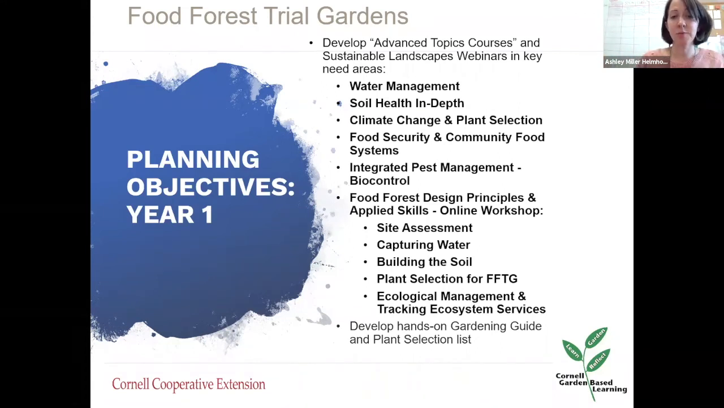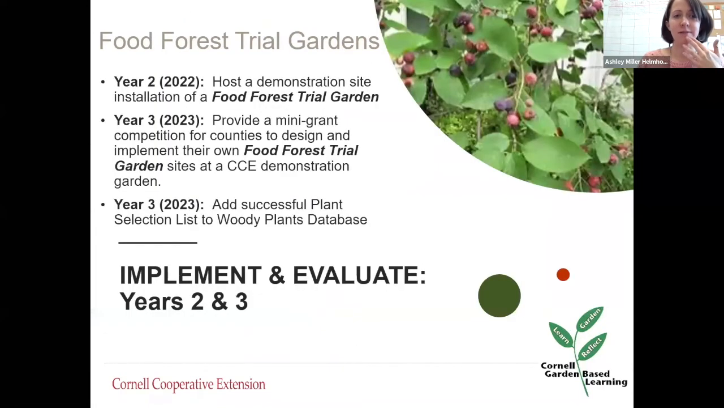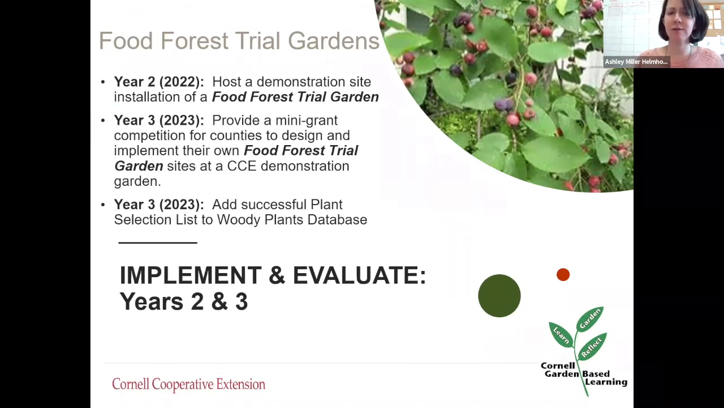And as a result, we're hoping to have a plant selection list that can be implemented in the second and third year. So the final piece is here. In year 2, in 2022, we'll host a demonstration site installation, getting that experiential learning for our educators across the state. We'll provide in year 3 a mini grant program that will take the resources developed and the plant selection list and share those with our educators statewide in Cornell Cooperative Extension offices so that they can implement their own small scale demonstration site.